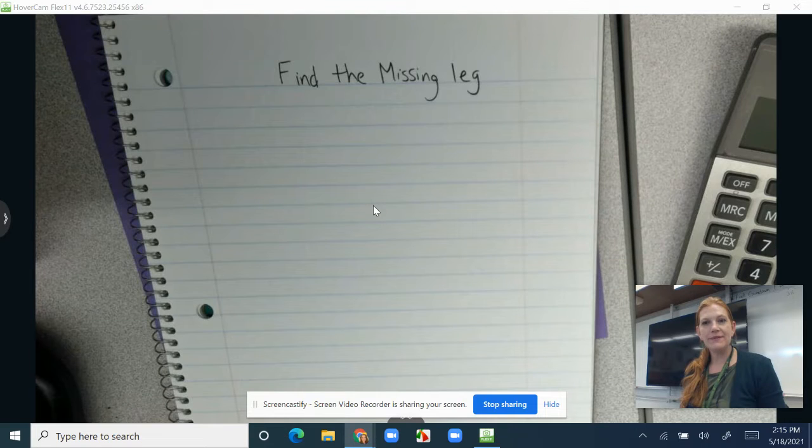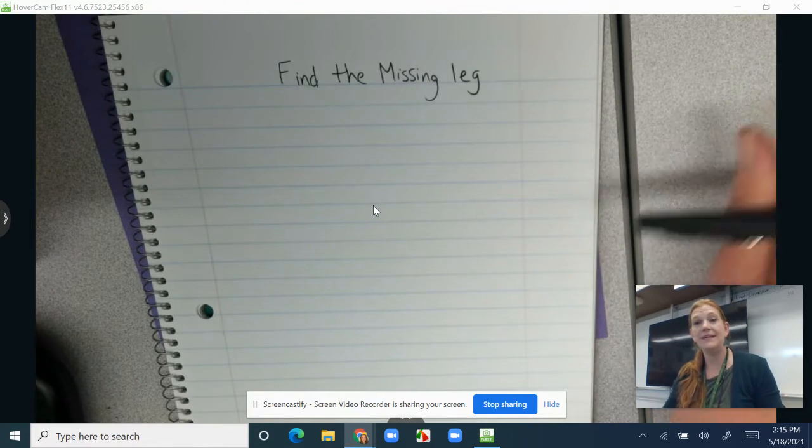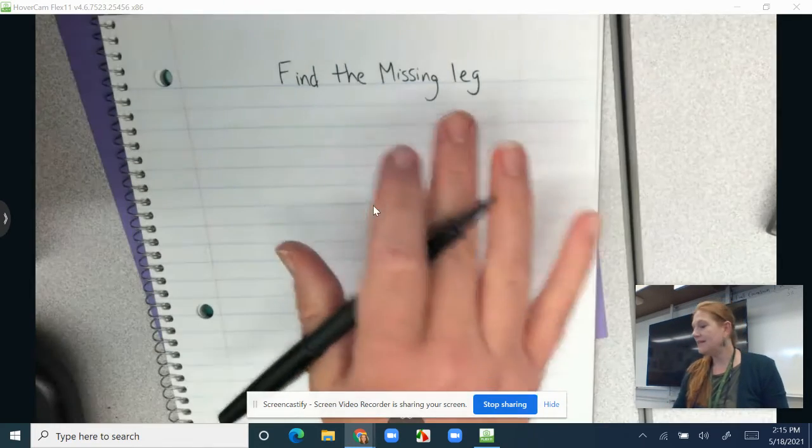All right, here we go. Last bit of notes for Pythagorean theorem. There's all sorts of other ways we can apply Pythagorean theorem, but this is the last bit we're going to be tested on. And this is finding the missing leg.